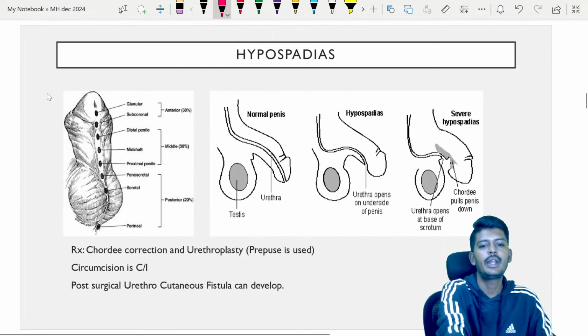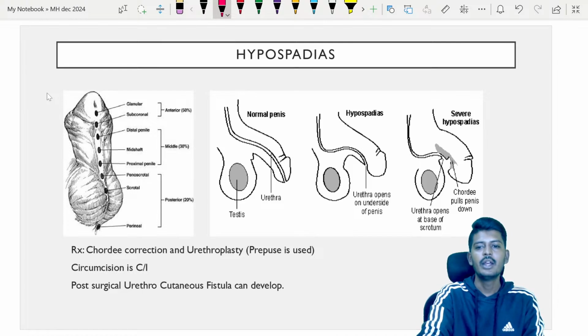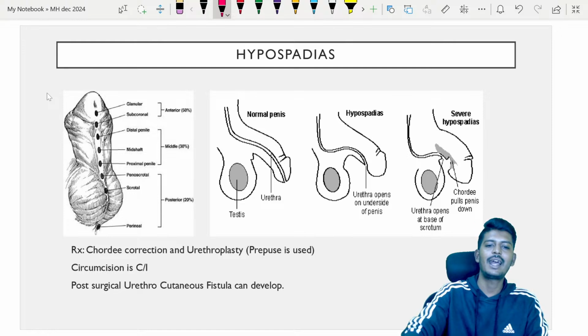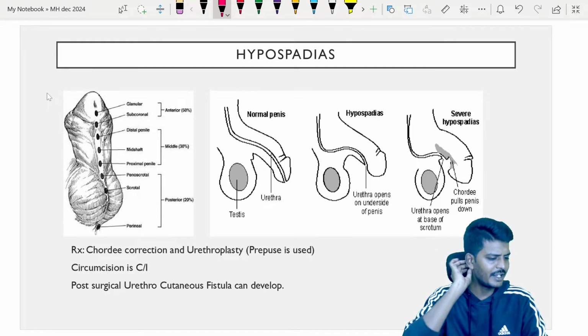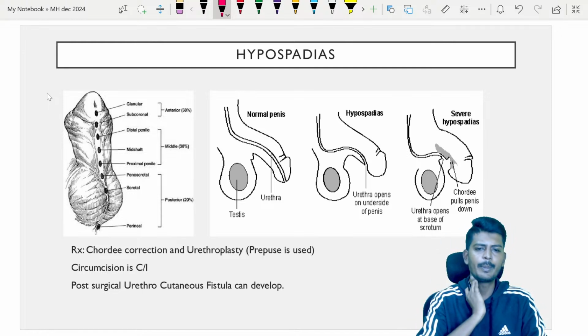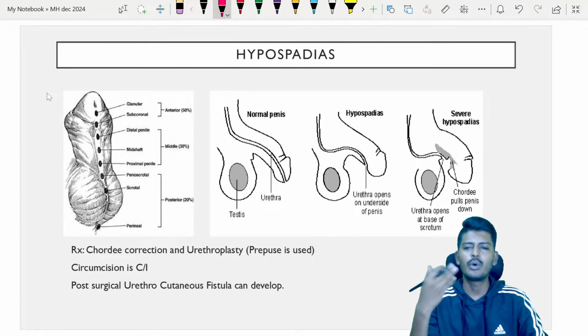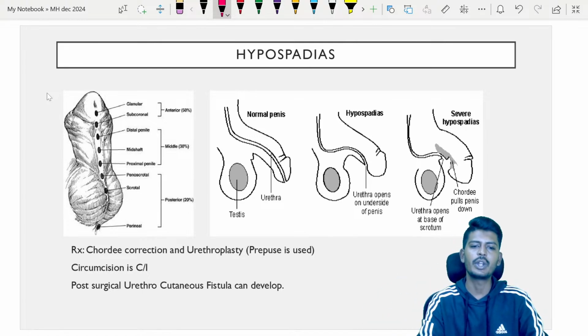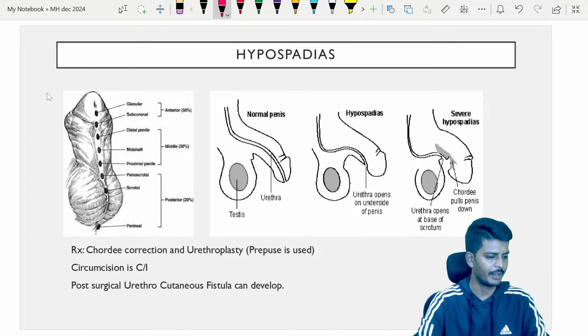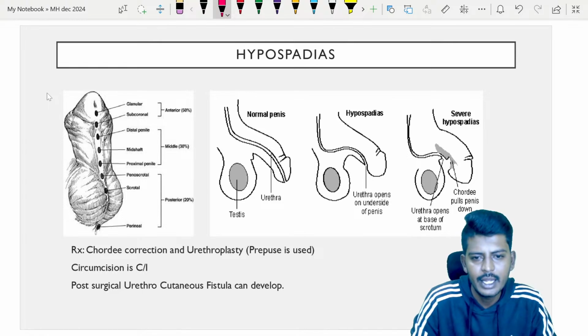Let's go to the next one, hypospadias. Okay, so now what happens in hypospadias? I will give you a generalized overall idea so that people won't fall into a trap: which is the most complex, which is the easiest to treat, and what is the treatment. Let's talk about everything. All right, what exactly happens?